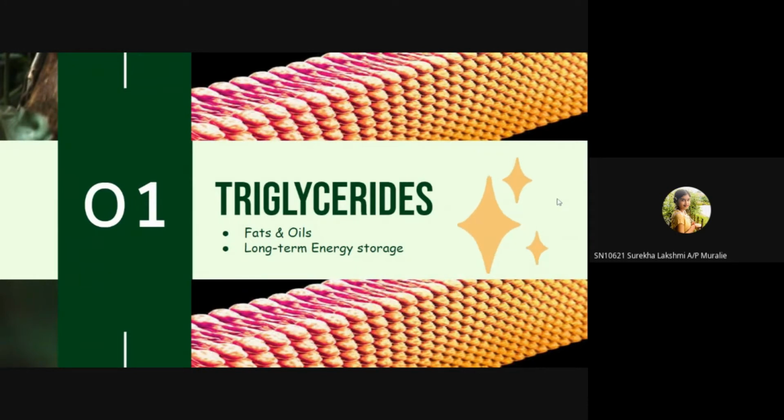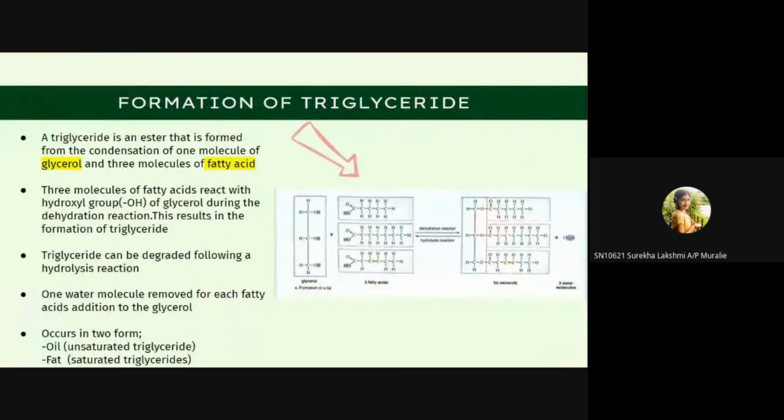Now I'm going to explain about triglycerides. Both fats and oils are known as triglycerides. Triglyceride is used as a long-term energy storage compound in plants and animals. Now let's have a look at the formation of triglyceride. First, a triglyceride is formed through a dehydration reaction, also known as condensation. A triglyceride is an ester that is formed from the condensation of one molecule of glycerol and three molecules of fatty acids.